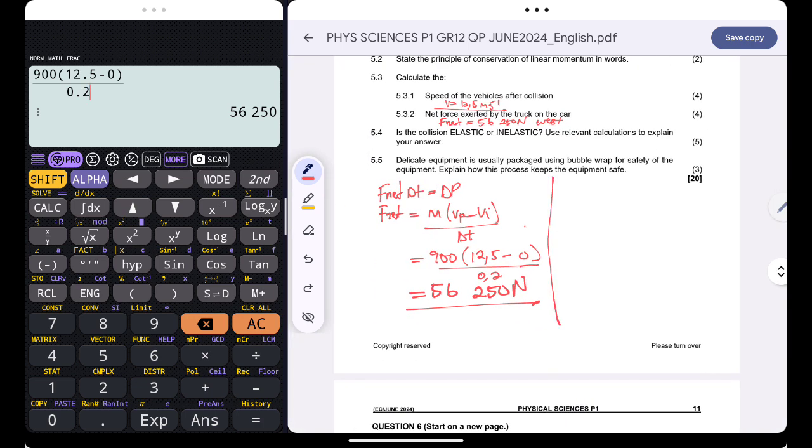If you wanted to, guys, we could have used the information of the truck as well. I know that F net would have been 1,500 multiplied by the final velocity, 12.5, minus the initial velocity, 20, all over 0.2. We still get the same answer, but it's negative 56,250.